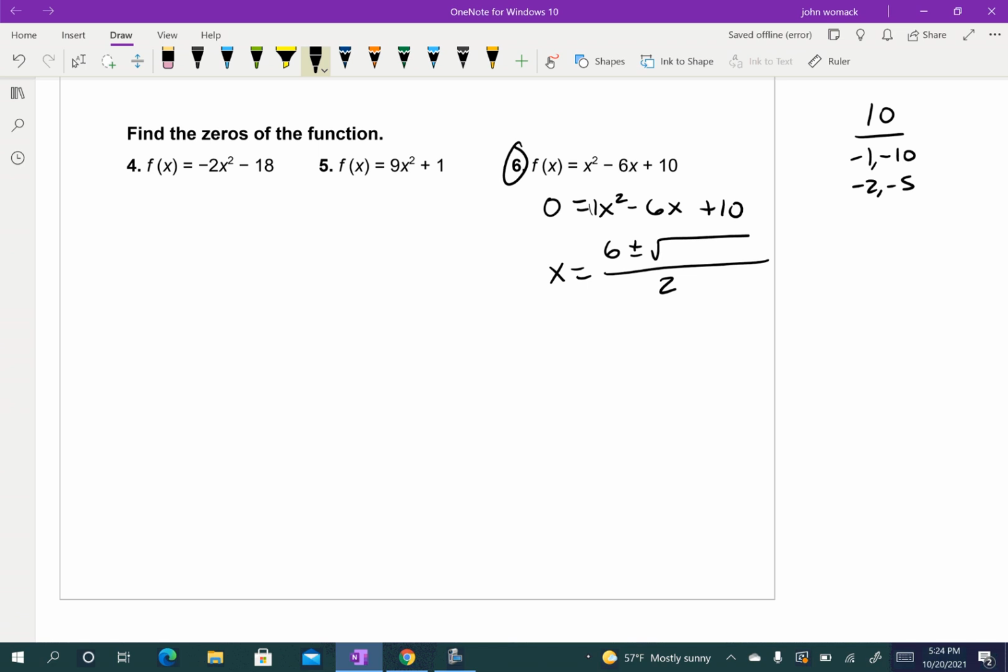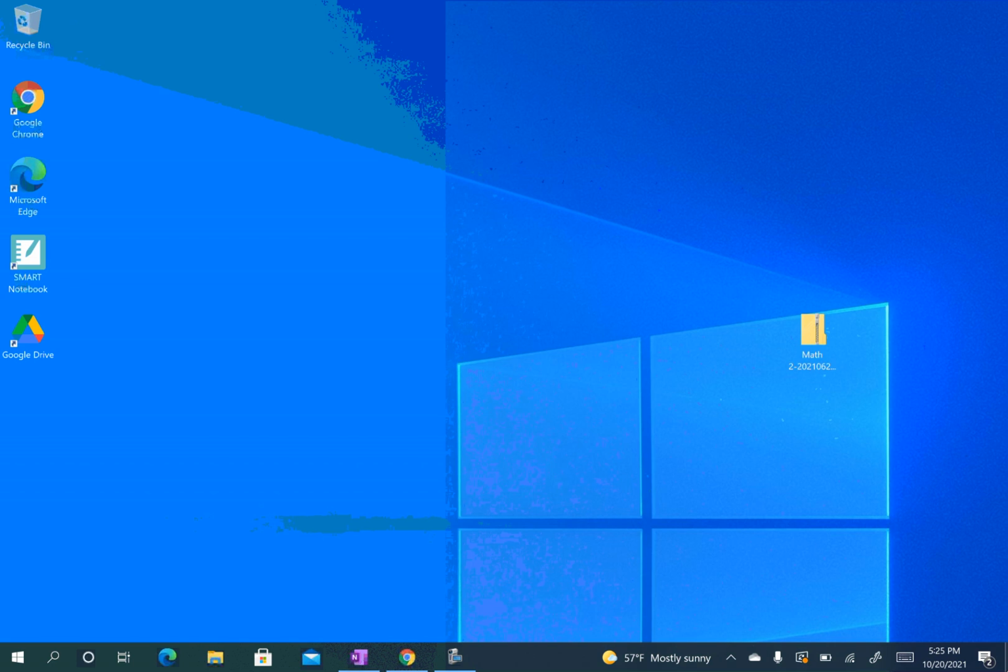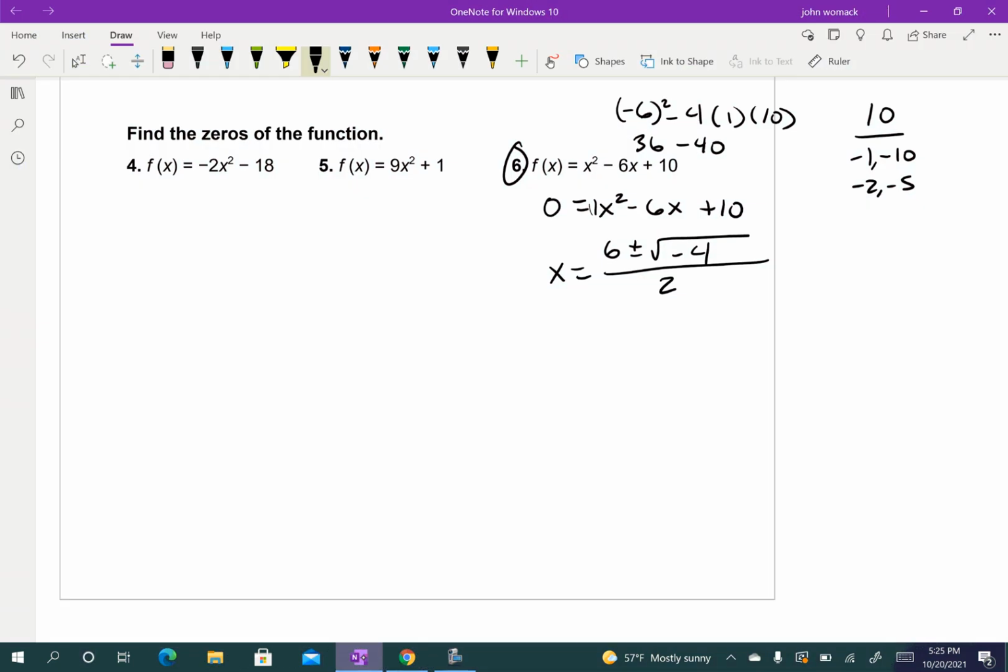Okay, let's find our discriminant. I do b squared, not -b, just b squared. So -6 squared minus 4 times a times c. That would be 36 minus 40, which is -4. We've got a lot of -4s in there. What that means is I'm going to get imaginary zeros. So this means it doesn't have x-intercepts, but it still has zeros.